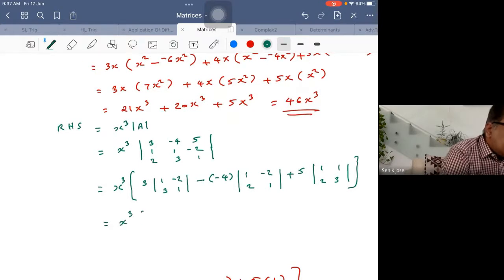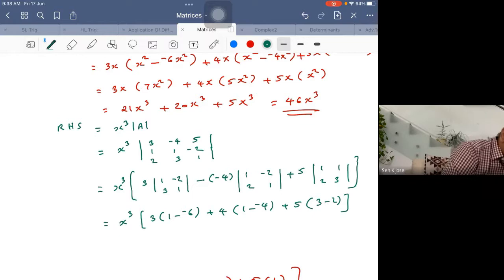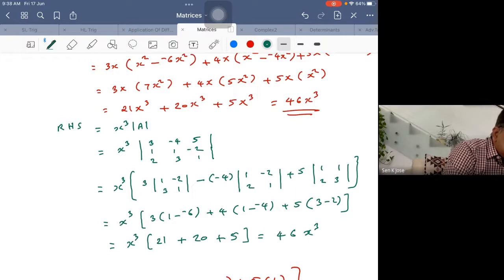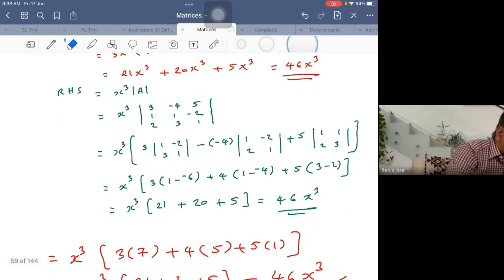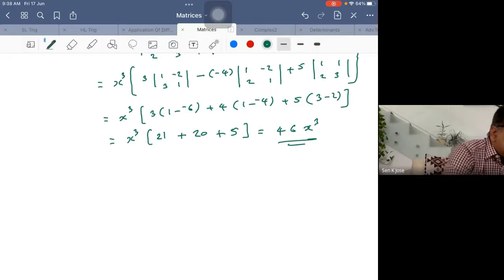That's x cubed into 3 times (1 minus minus 6) plus 4 into (1 minus minus 4) plus 5 into (3 minus 2). That's x cubed into 3 into 7, 21, plus 4 into 5, that's 20, plus 5. That's 46 x cubed. So LHS equals RHS and hence verified or proved. LHS equals RHS.